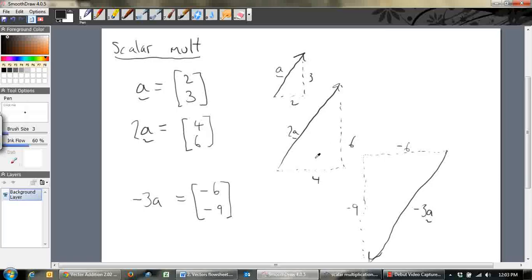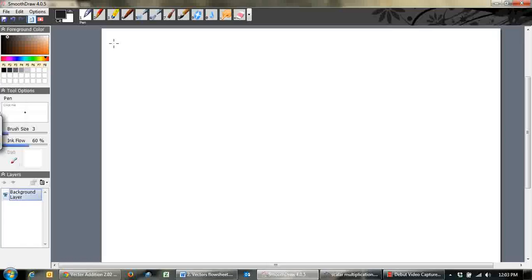So now that we've done that, let's have a look at subtraction. What does it mean to subtract two vectors? So let's do A minus B.